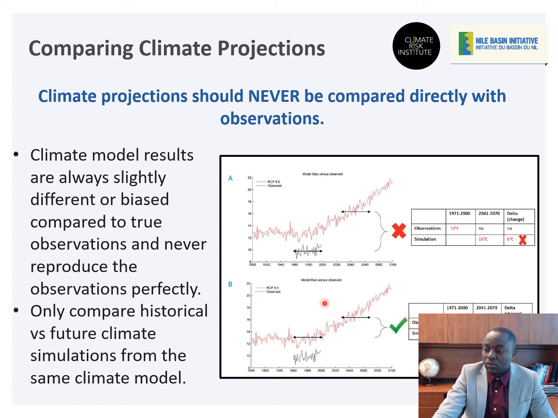What you should do is shown here in B. For the same simulation, so historical climate simulation and future climate simulation, you come to the historical period, extract a 30-year time series, for example, and in the future extract that same 30-year time series, say in the 2080s, and compare both. So you are comparing apples to apples. Then you will get a temperature change of about 3 degrees Celsius compared to 6 degrees Celsius if you compare two different data sets.